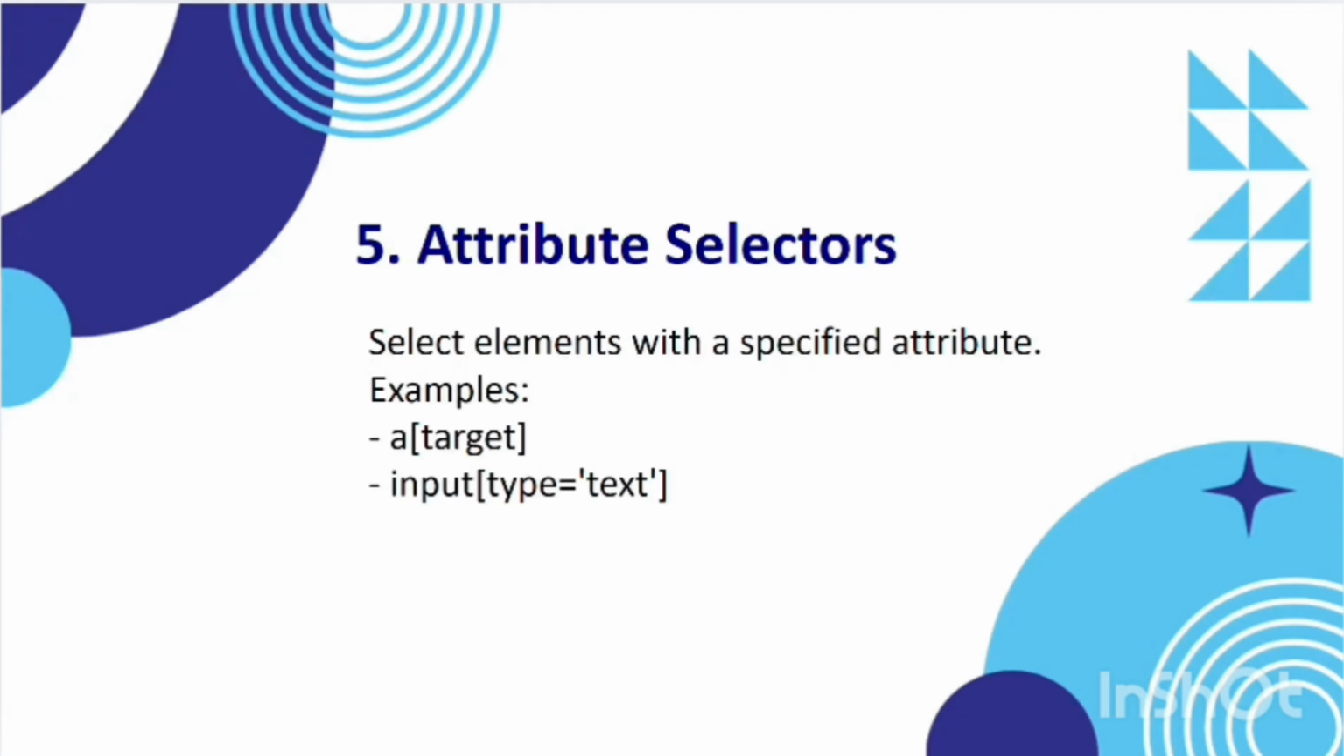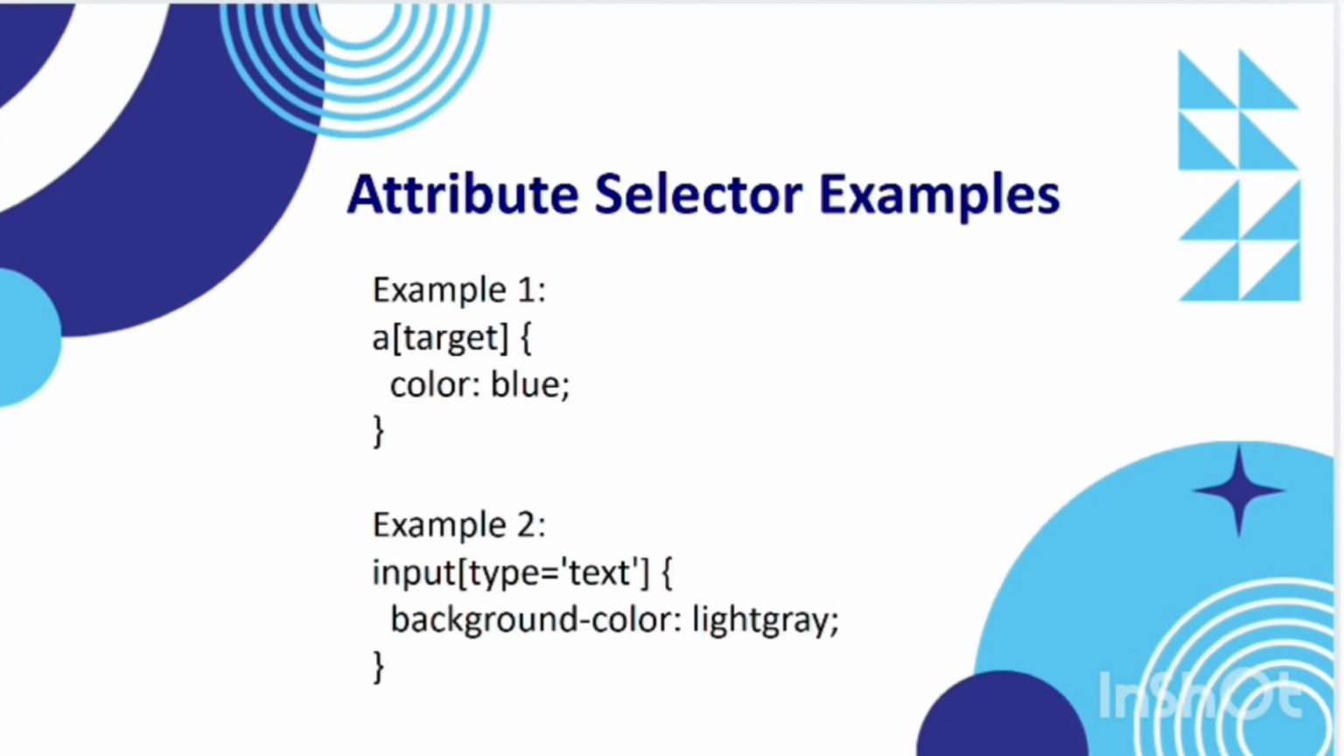Let's see an example of the attribute selectors. a[target] with color blue, which means all links that have a target attribute will appear in blue color. Let's see another example. input[type="text"] with background color light gray, which means the text input fields will have a light gray background.